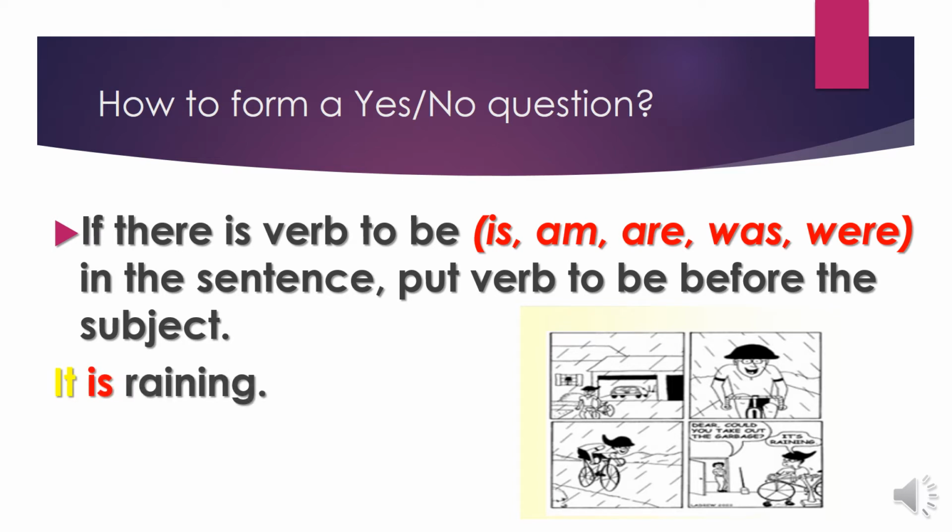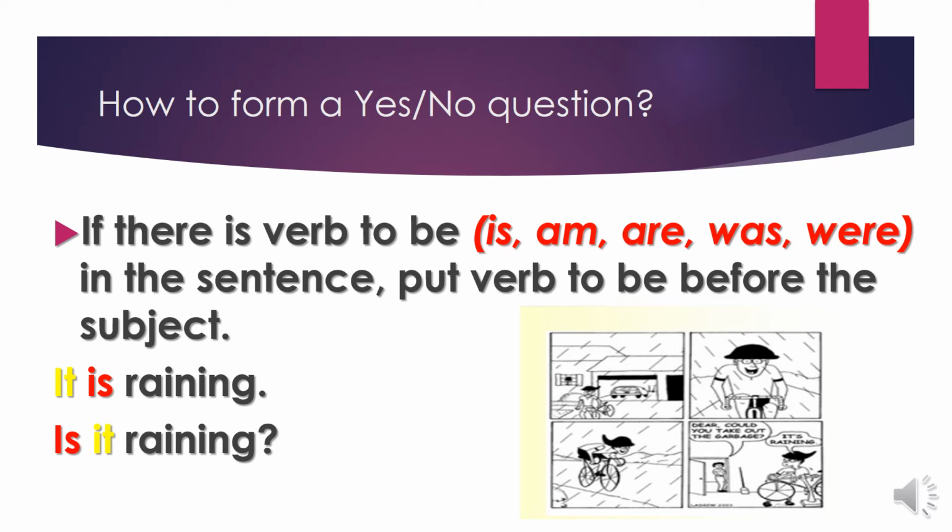Look at the following example. It's raining. In this sentence, I have a form of verb to be, which is. So, to form the question, I have to place verb to be, is in this case, before the subject. And the question will be, is it raining?